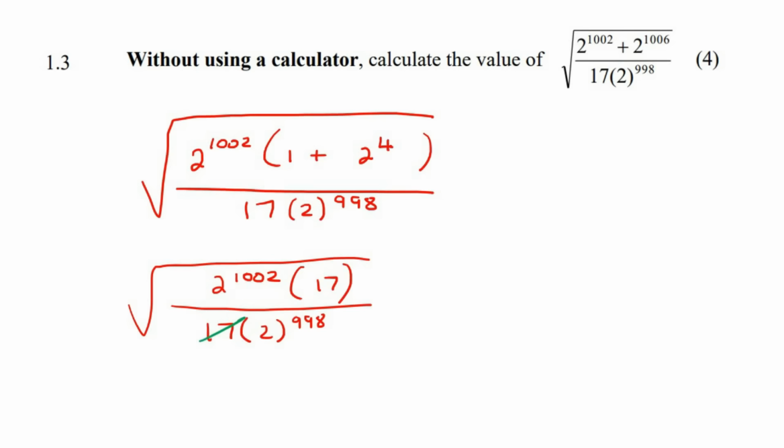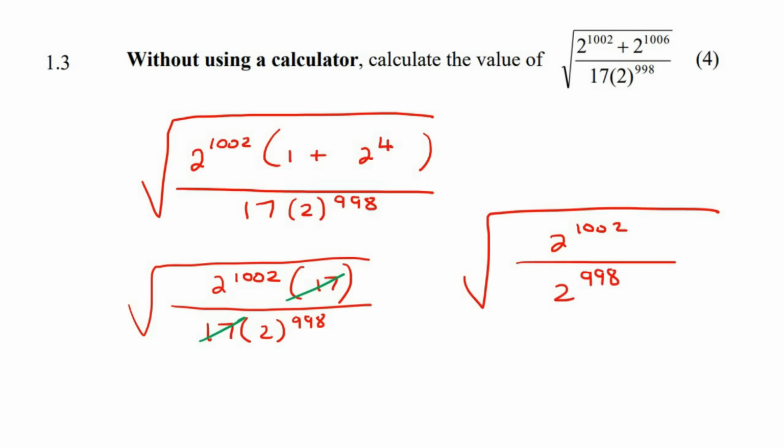these 17s can cancel. And so you're left with a square root of 2 to the 1002 at the top and 2 to the 998 at the bottom. Now, don't just be like, oh, bro, cancel out. No, that's not the way it works, remember? You always have to think about this.